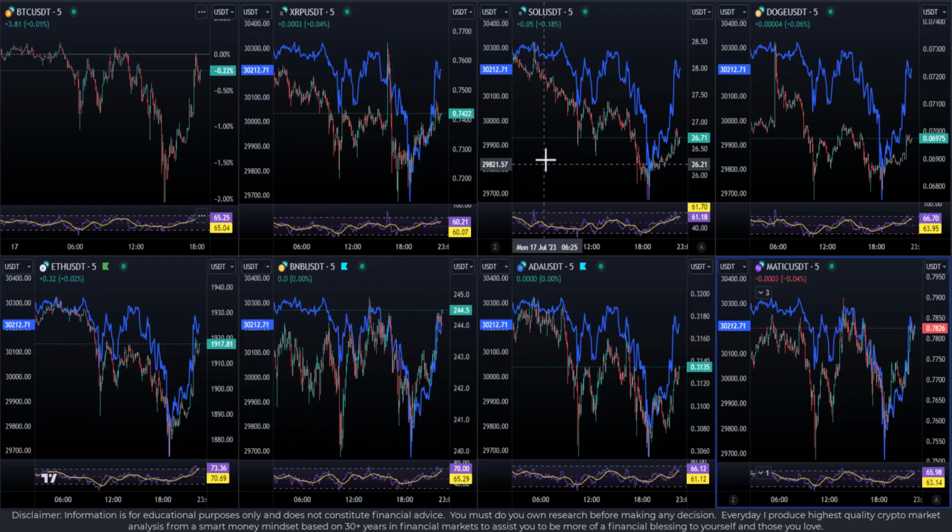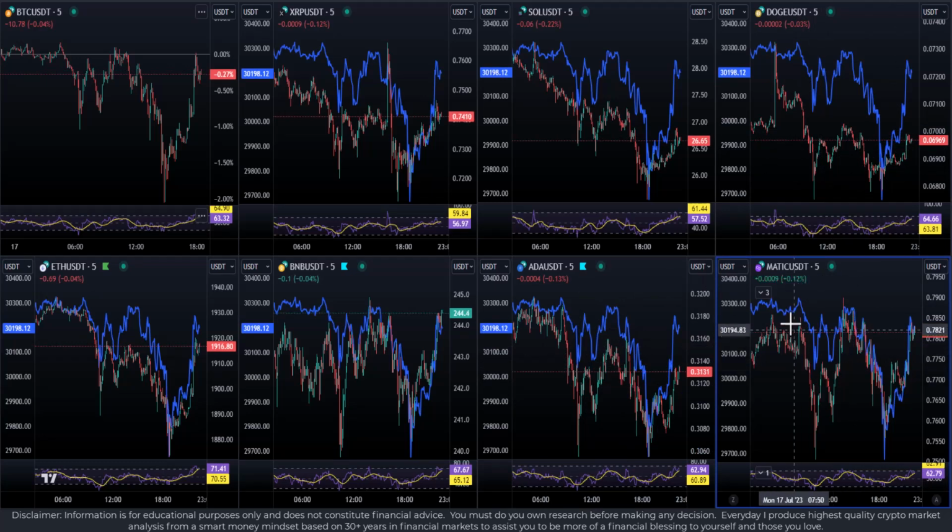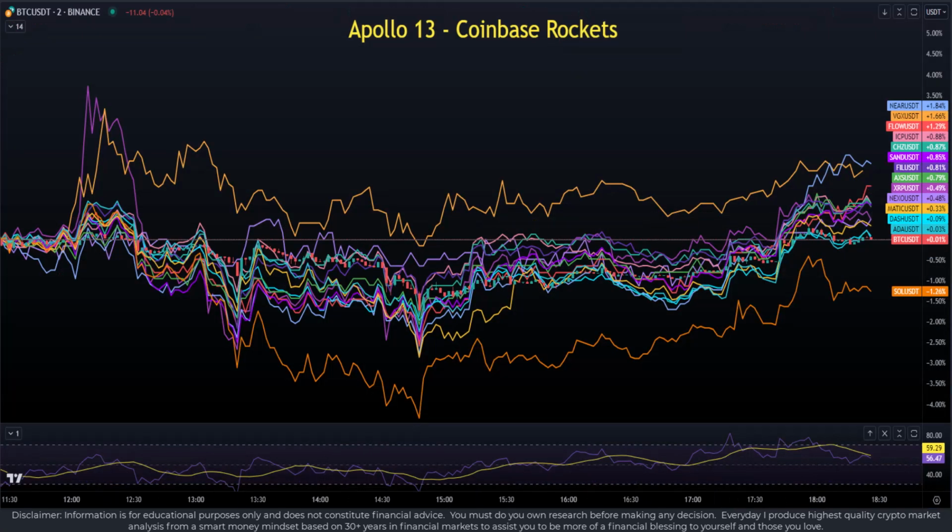BNB just moving in alignment with Bitcoin's gravity. Solana is actually weaker than Bitcoin's gravity at the current time. ADA moving in alignment. Doge is weaker. Matic was a little bit weaker, but it's now realigned with Bitcoin's gravitational directional correlation. Looking at the Apollo 13, the potential Coinbase rockets, we can see NEAR out in front, followed by VGX, Voyager, followed by Flow, Chiliz, ICP, SAN, Filecoin, Axie Infinity, XRP, Nexo, Matic, ADA, Dash, Bitcoin, and Solana.